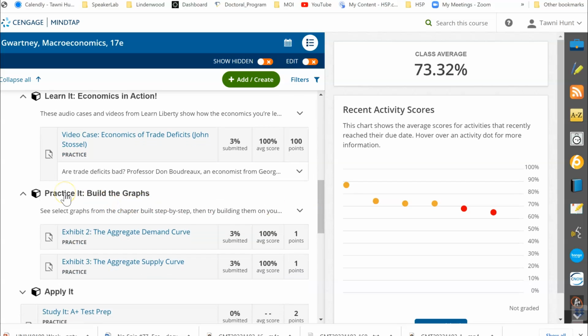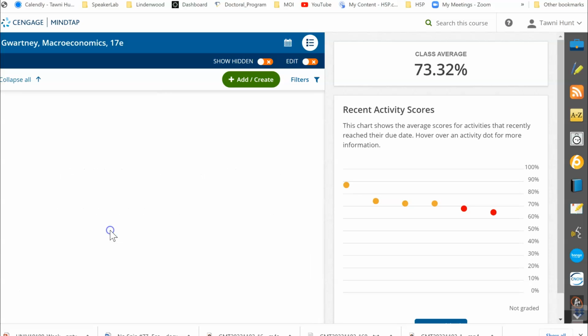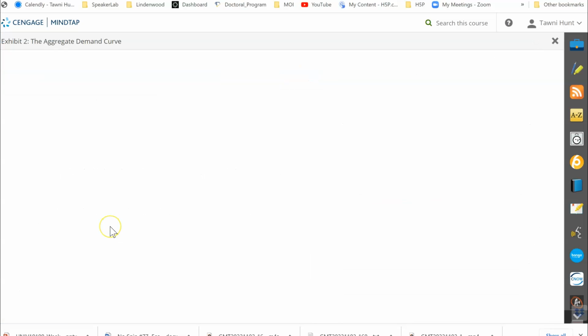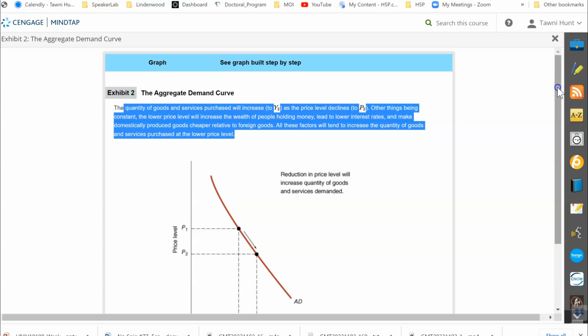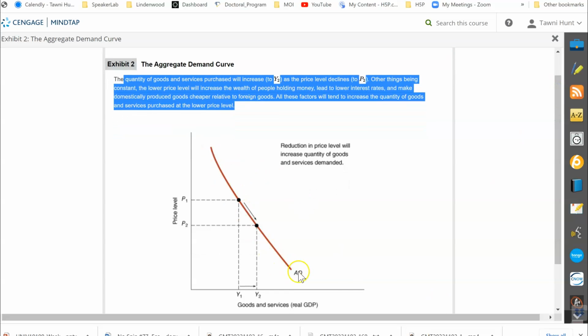Now, under these practices, once you've expanded it, you'll see that you have the opportunity to build graphs. In this chapter, we're talking about aggregate demand and aggregate supply. So I'm going to click on the aggregate demand curve just to give you a touch point with the Build-It curve. What's really good about these Build-Its in the practical application is that they give you a description of what is graphed. In this case, we're talking about aggregate demand.